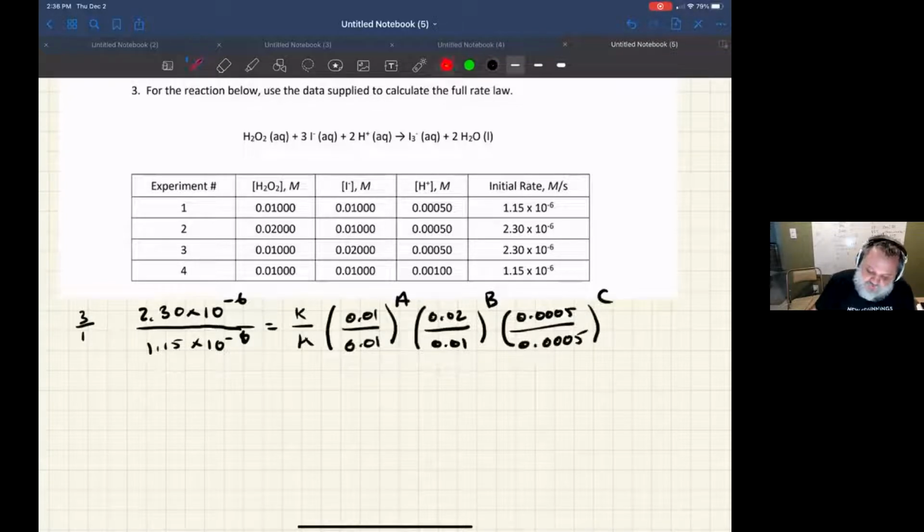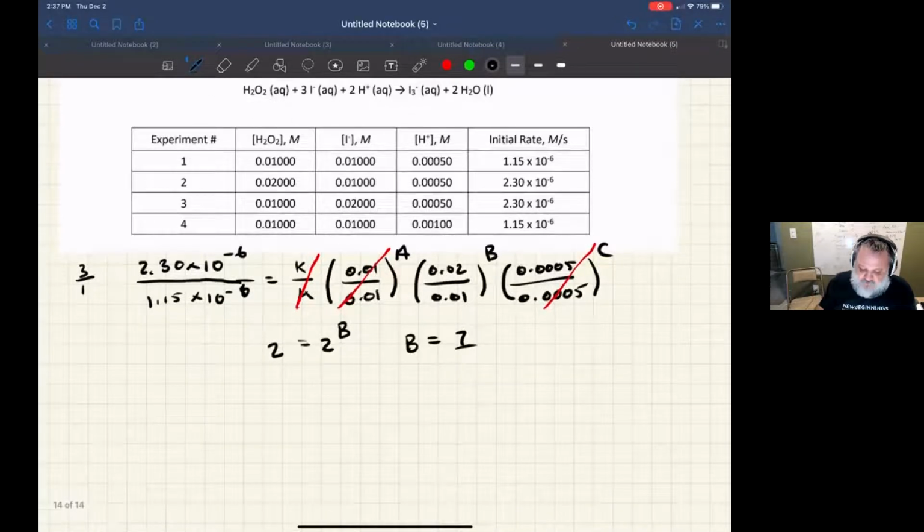And so what's happening here? This one's canceling, this one's canceling, that one's canceling. And then what am I left with? I get 2 equals 2 to the Y. So Y, or excuse me, 2 to the B. And so B must equal 1. Okay, so I solved for the order with respect to iodide.